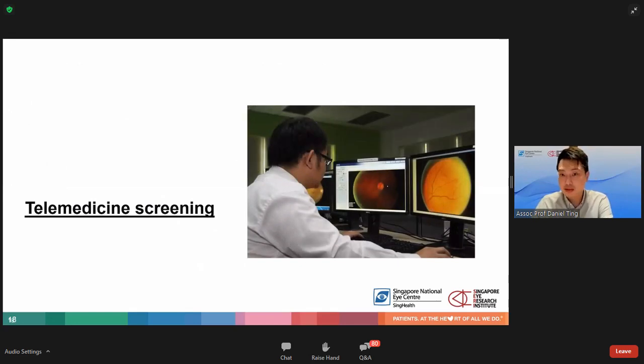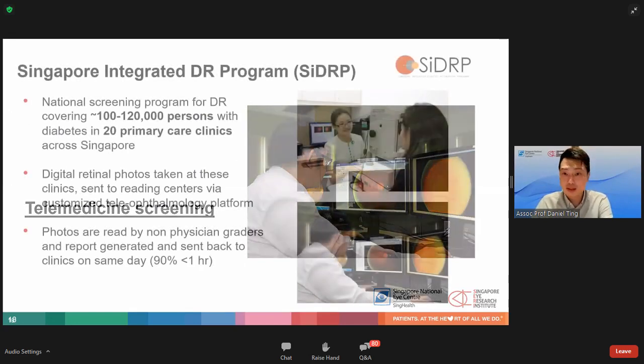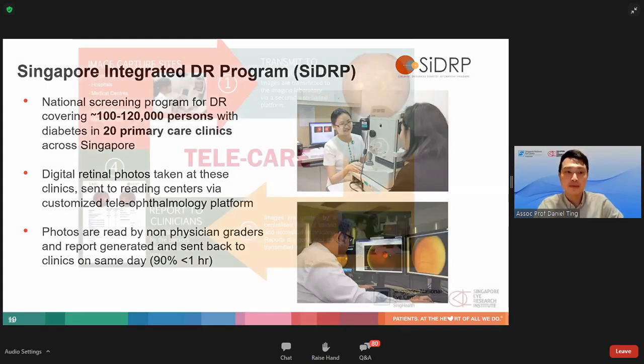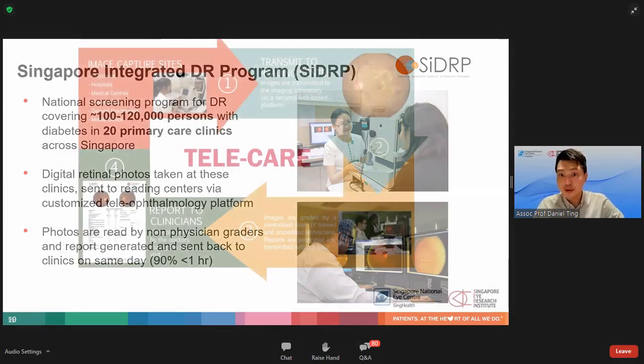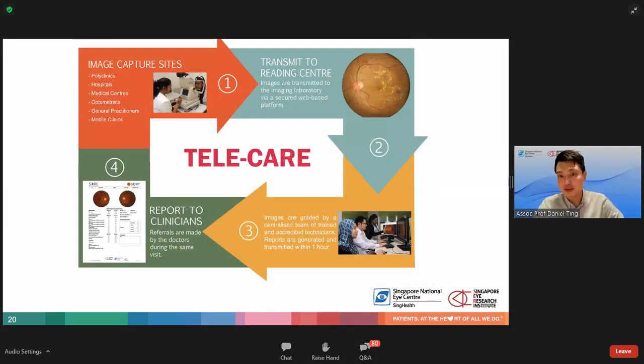So this is the telemedicine platform that I just mentioned. It was started back in 2010. Right now, we are screening about 100 to 120,000 patients per year across the 20 primary eye care clinics. This is the workflow I mentioned: the photos are taken in the polyclinic, sent to the reading centers, read by the graders, and then the report is sent back to the clinicians.